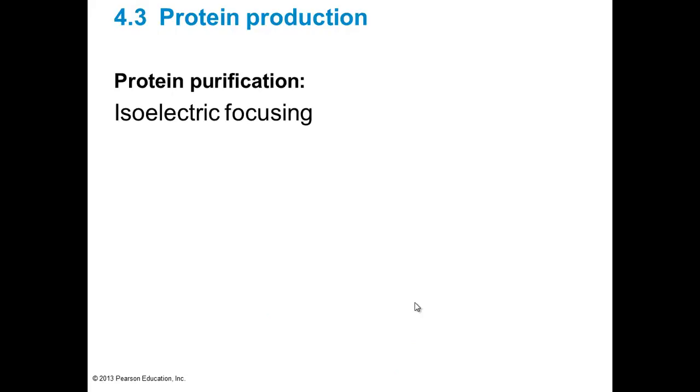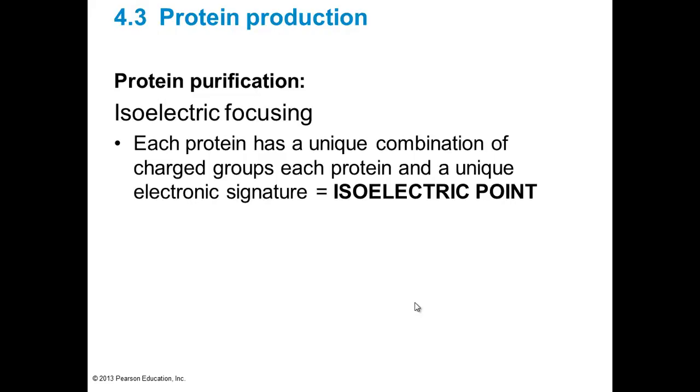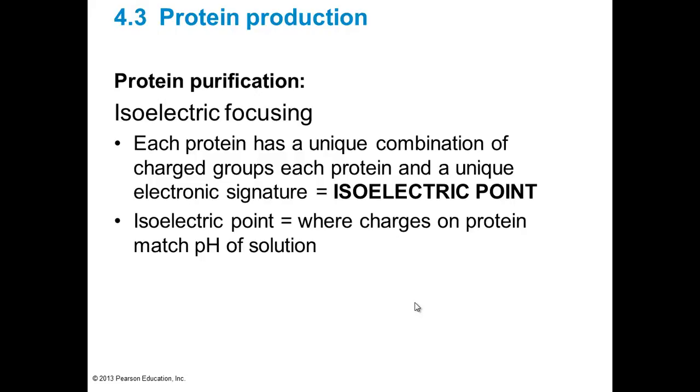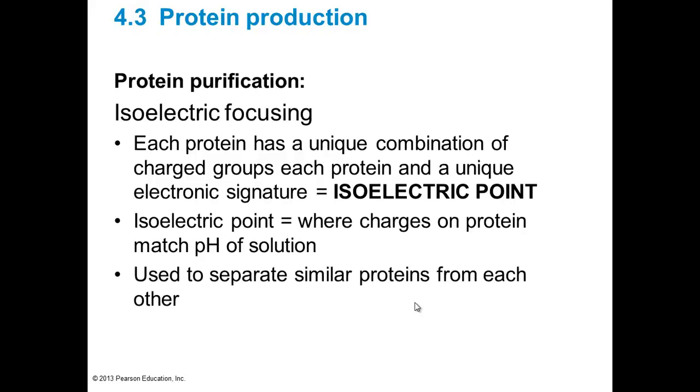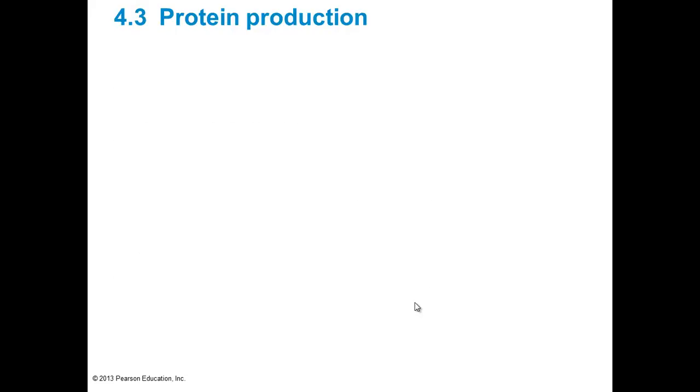Another method of chromatography is called isoelectric focusing. And you basically bind the proteins based on their electronic signature, their isoelectric point. This is where the protein is electrically neutral, and the charges on the protein will match the pH of the solution. So when you have highly similar proteins and you want to separate them, then you separate them based on their isoelectric point.